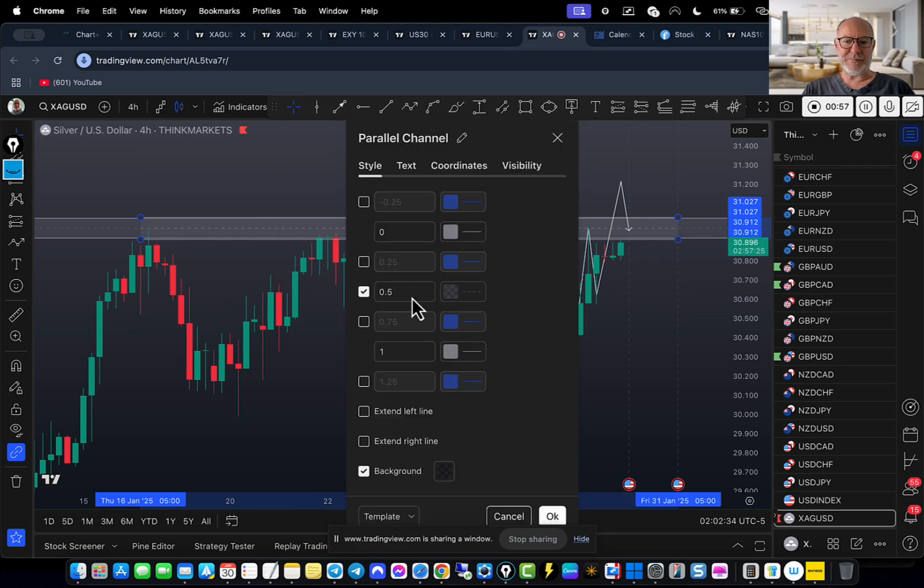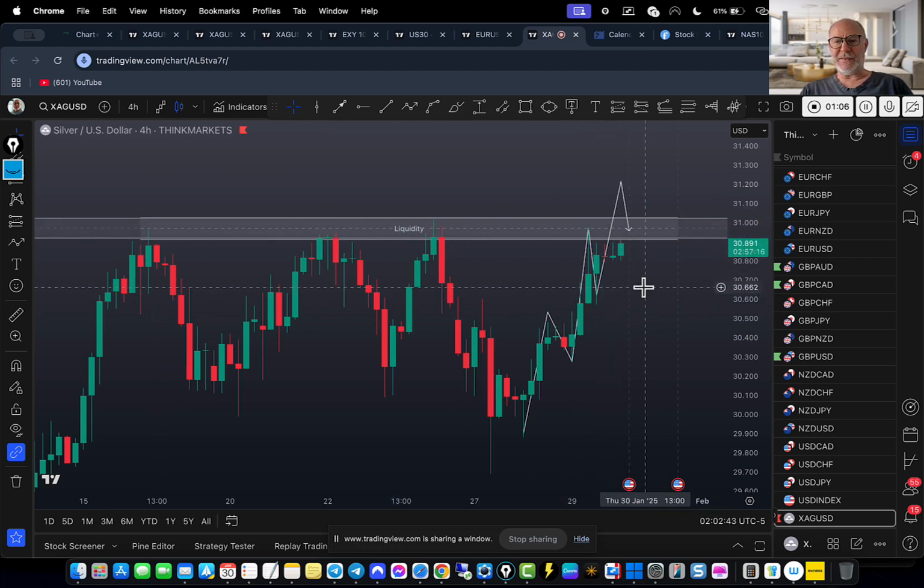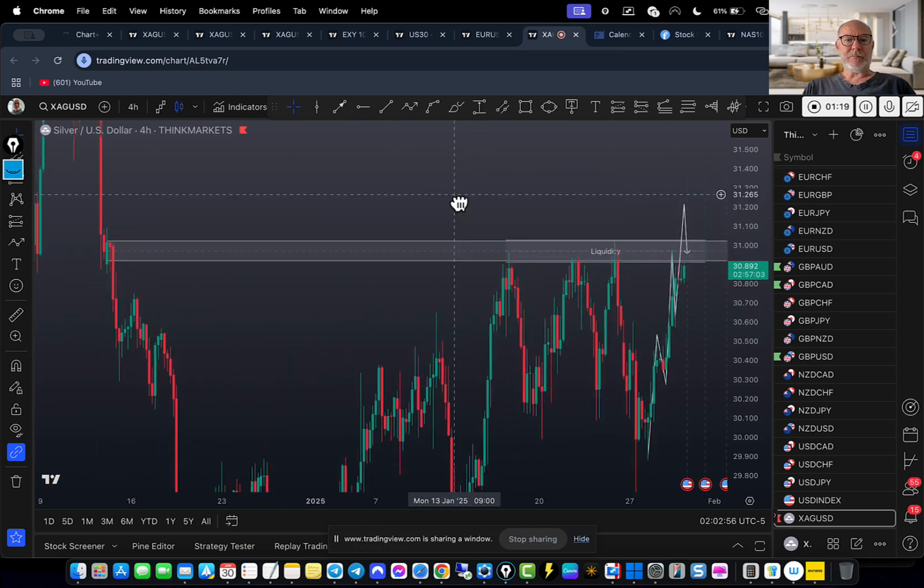This is a big liquidity pool. It's resistance, and I'm half expecting this to pull back. What I want to see is a break of this high, and then the pullback into it, the retest and fail. That would definitely get me involved with this.